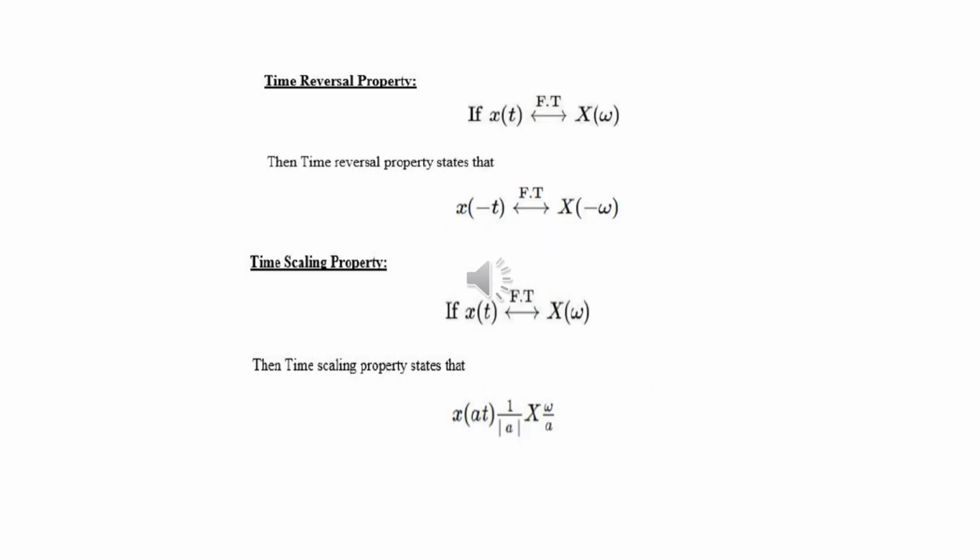The time reversal property for the signal x of t, Fourier transformed to X of omega, says that the Fourier transform of x of minus t is the same as X of minus omega. Similarly, the scaling property states that x of a t is equal to 1 by determinant of a into X of omega divided by a.